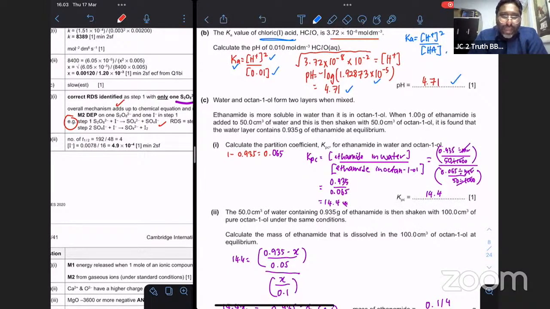Okay, they found out that the water layer contains 0.935 gram. So in the water layer you have 0.935 gram. Of course, what happened in the octan-1-ol? I can find out 1 gram minus 0.935, and I have this gram. If I want to find out what the partition coefficient is, you need to define it.